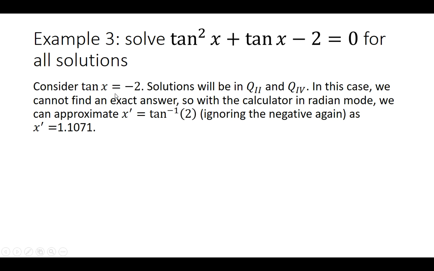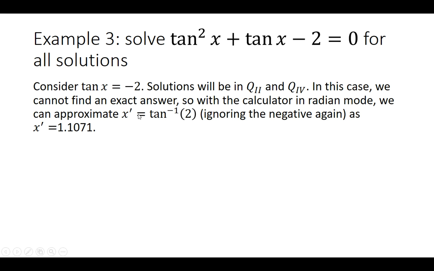Now, for the option of x equals -2, this is not one of our exact values. We do know that because tangent's negative, we're looking for solutions in quadrants 2 and 4. Since it's not going to be able to get an exact answer, we will approximate this using our calculator. The calculator will need to be in radian mode for this because we're using x as our variable. If it were theta, you'd have your calculator in degree mode.